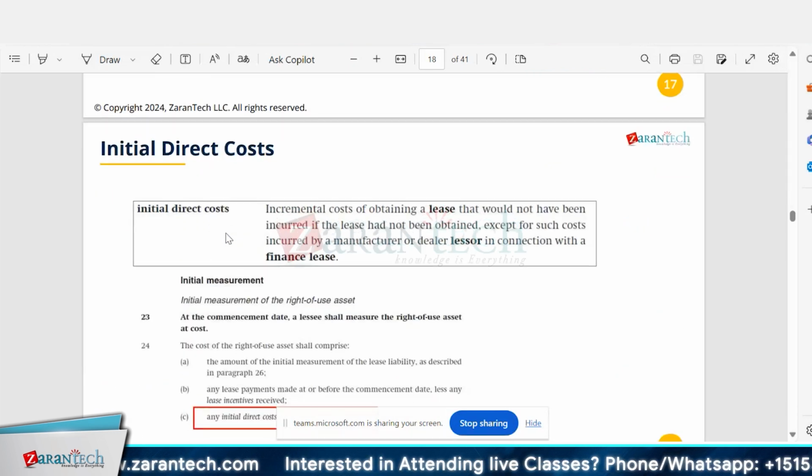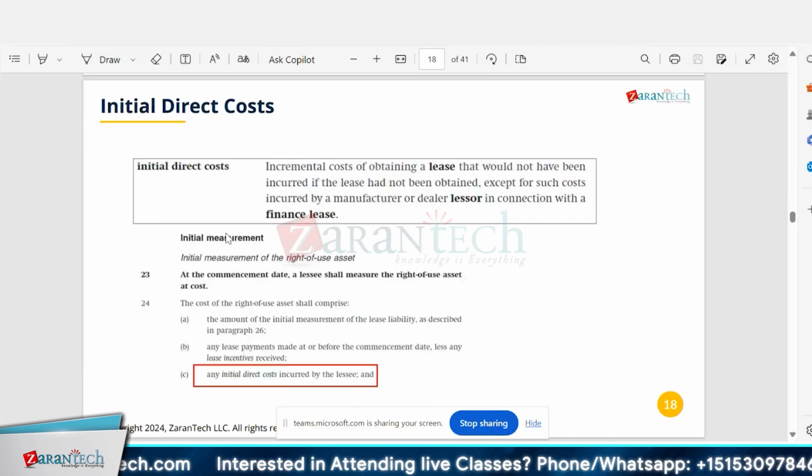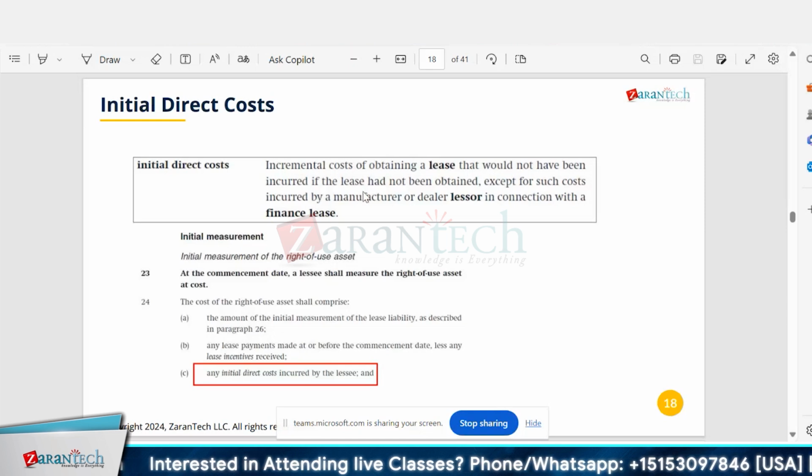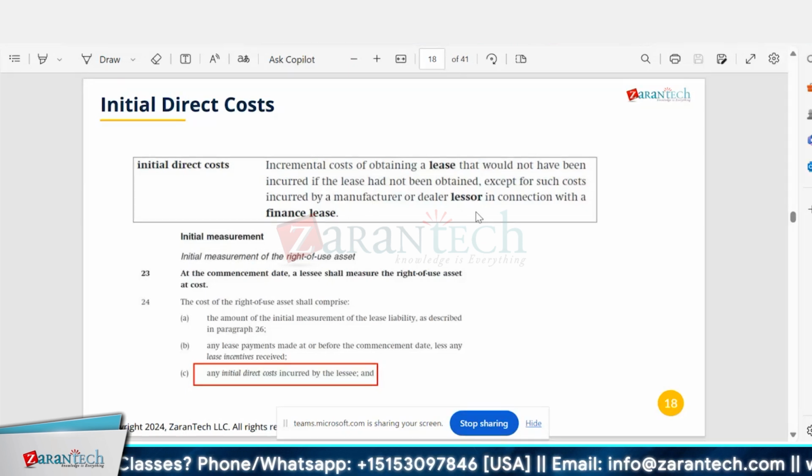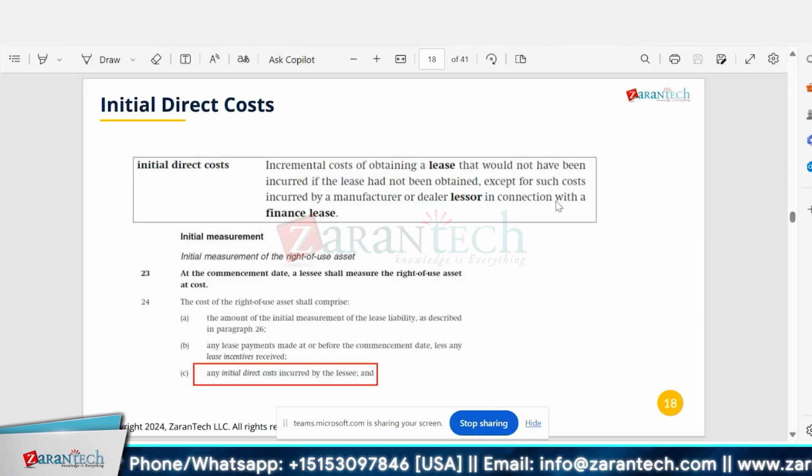Simultaneously, initial direct cost: incremental cost of obtaining a lease that would not have been incurred if the lease had not been obtained, except for such costs incurred by a manufacturer or dealer lessor in connection with a finance lease. Initial measurement. Measurement of the right-of-use asset. At the commencement date, a lessee shall measure the right-of-use asset at cost. The cost of the right-of-use asset shall comprise the amount of the initial measurement of the lease liability as described in paragraph 26.